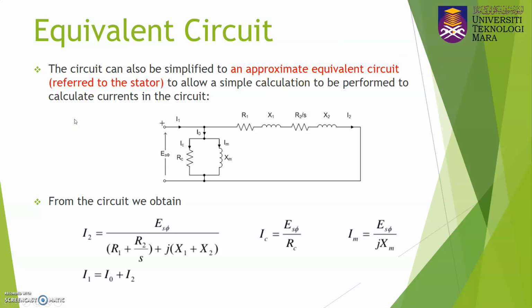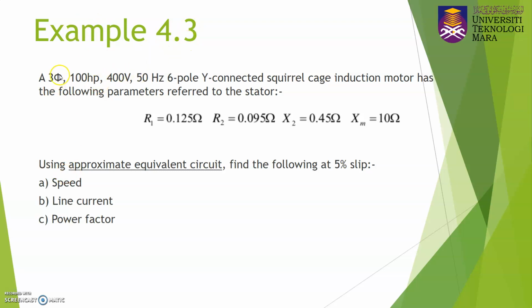We will see in detail how to use all these formulas in the following example. For example 4.3, the question: you have a 3-phase, 100 horsepower, 400 volt, 50 Hz, 6-pole, Y-connected squirrel cage induction motor. It has the following parameters that refer to the stator part, the parameters in the equivalent circuit model: R1, R2 which is the rotor side referred to the stator, X1, X2, and also XM. The value given, 400 volt, is the line-to-line voltage. Using the approximate equivalent circuit, find the following at 5% slip.